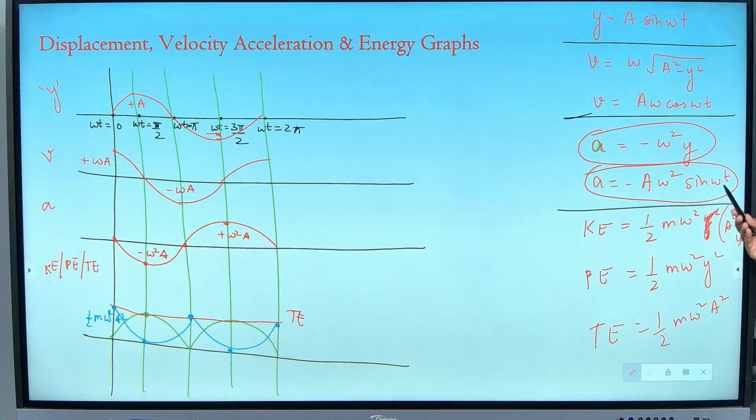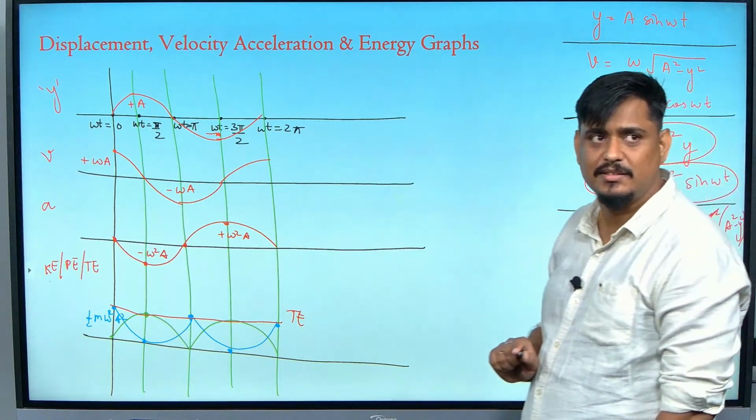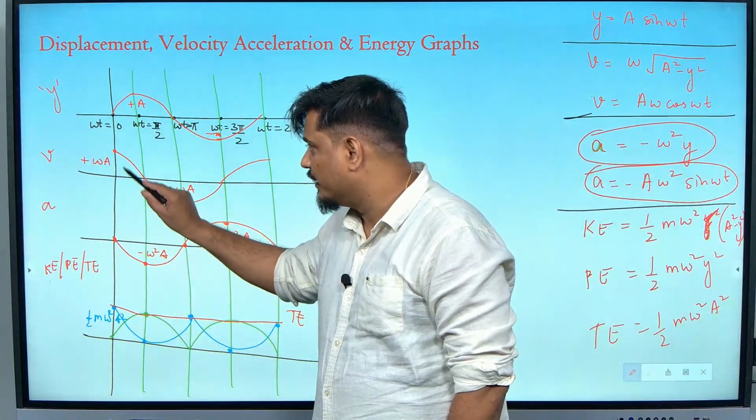When omega t is 0, what is sin omega t? Sin 0 is 0, sir. Obviously, sin 0 is 0. So a will become 0, right? Yes, sir. I plotted a equal to 0 here.